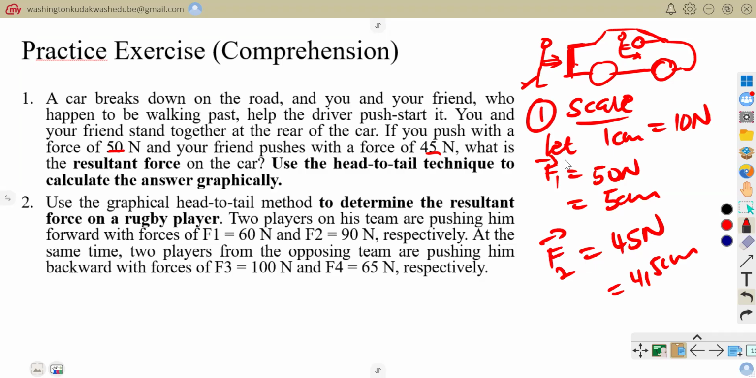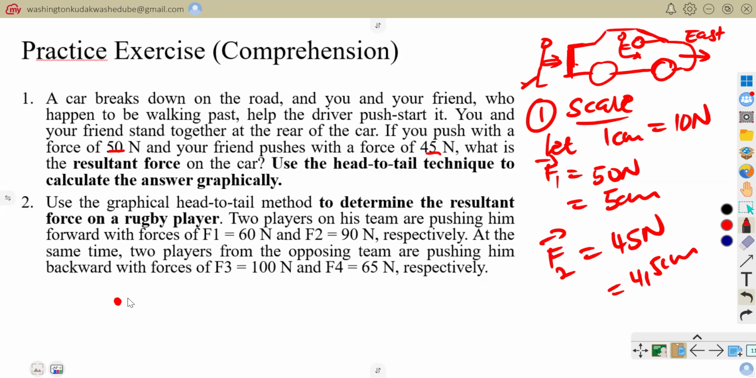After having your two vectors, you now need to determine your reference point. Let's say this is my reference point, my starting point. Then we go towards the east, like I've drawn this car. This car is directed to the east. So I'm going to draw all of my vectors going to the east, because you and your friend are pushing in the same direction.